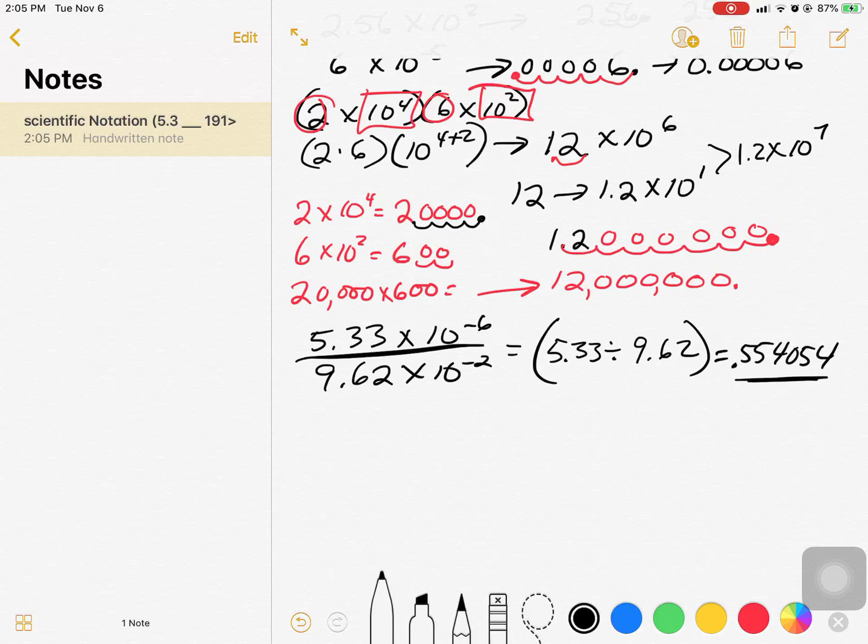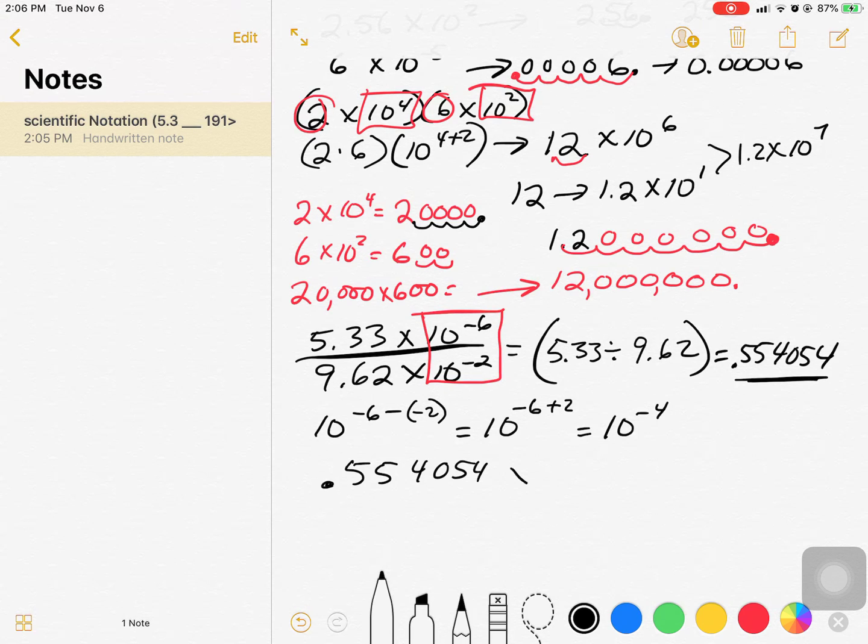All right. And then this right here is what? That is 10 to the negative 6 minus a negative 2. That's why this is in this chapter, because we just did negative exponents. So that's like 10 to the negative 6 plus 2, which is 10 to the negative 4. So right now my answer looks like 0.554054 times 10 to the negative 4. Well, this isn't proper scientific notation. I need to move this over one place to here.